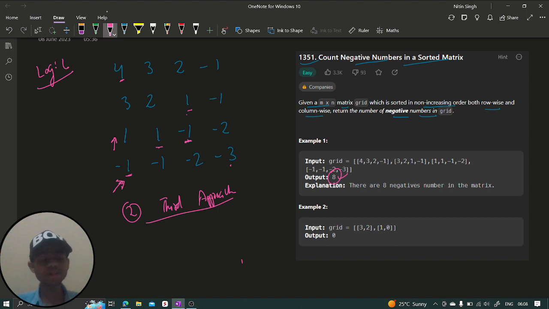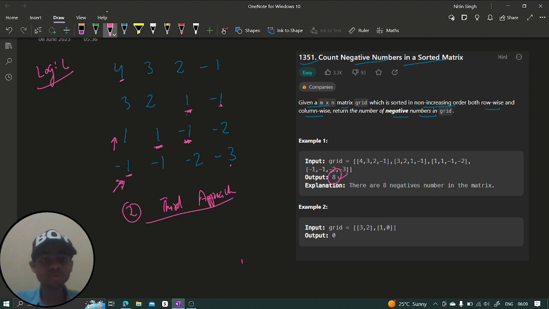The number which is left to it is always going to be positive. Why? Because we know that this is non-increasing order, so the number present on the left side is always going to be positive. Here this number was negative, so this number was positive. Since this is non-increasing order, the top number will always be greater than this. So once we found a negative number, we can go above to that and start moving here. No, this is not negative, move next. Yeah, this is negative, get all the numbers which are next to it.